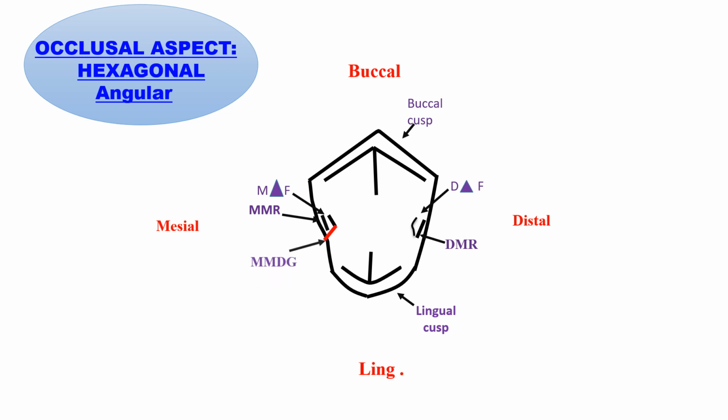And make sure that the mesial marginal developmental groove crosses the mesial marginal ridge lingually. And finally, we are going to draw a central groove as a straight line extending between the mesial and the distal triangular fossae, separating between the buccal and the lingual cusps. Finally, check that all your labels are written.